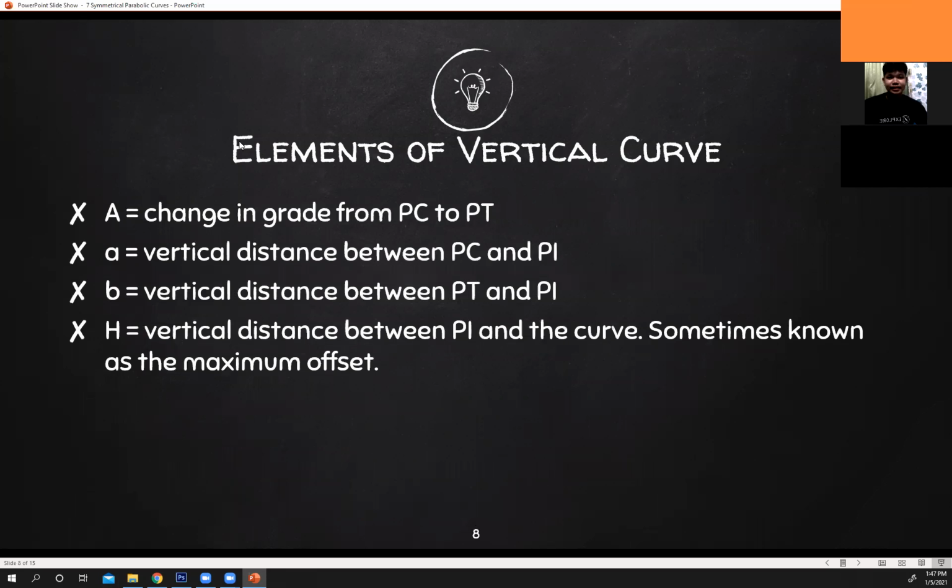Now we have your other values. A, again, is like your angle of intersection. It's just the change in grade from PC to PT. Then small a is the vertical distance between PC and TI. B is the vertical distance between PT and TI. And lastly, H, the vertical distance between PI and the curve, sometimes known as the maximum offset.